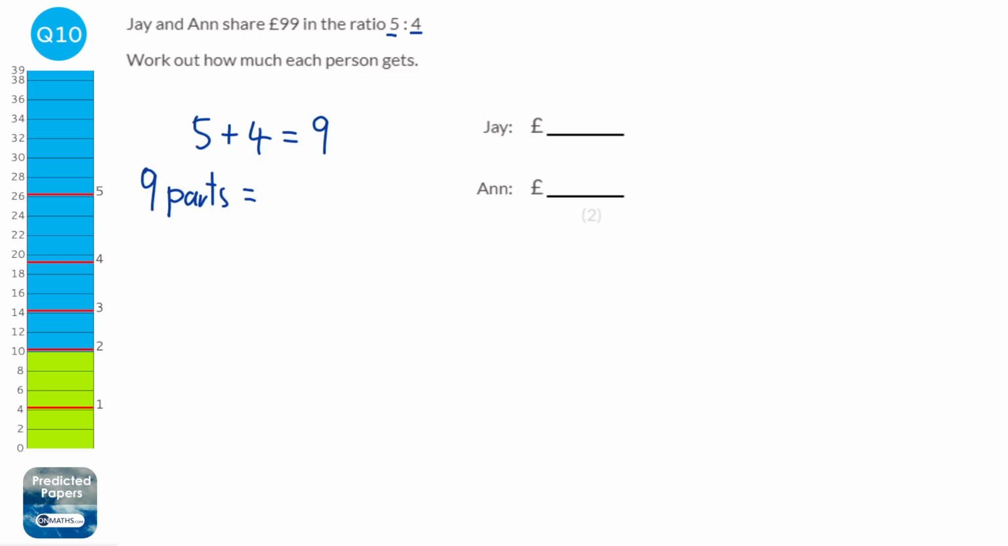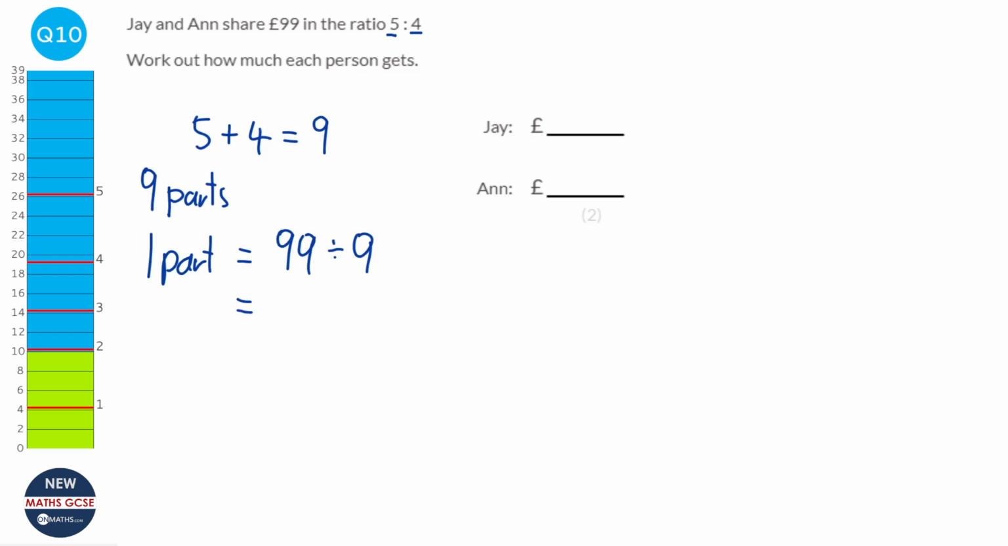Now, each part, oh, I've got an equals there. Each part, or each pile, is going to be worth what 99, which is the total amount of money, divided by how many equal piles we have. So divided by that 9. So 99 divided by 9 is 11. So one part is worth £11.